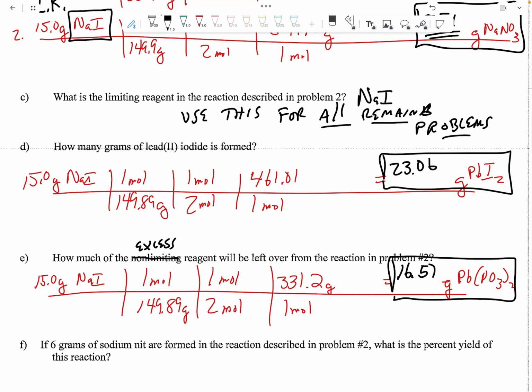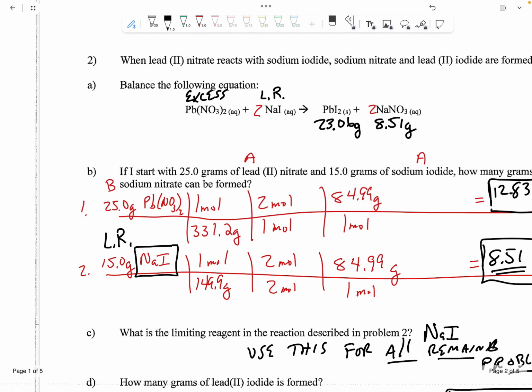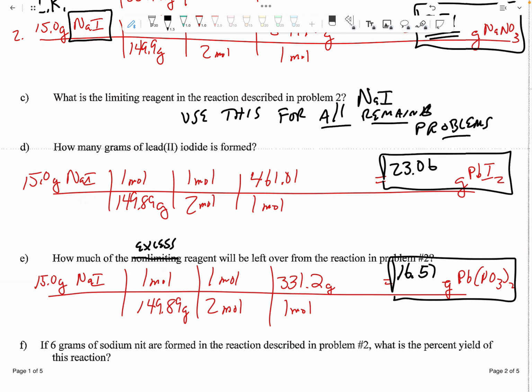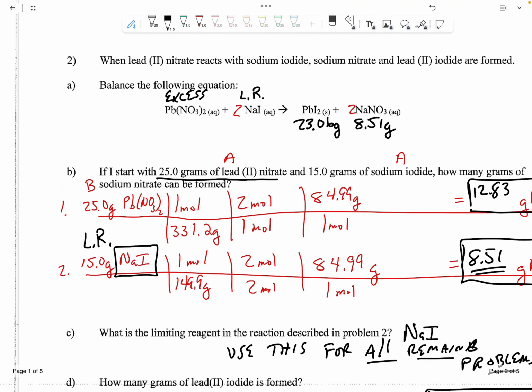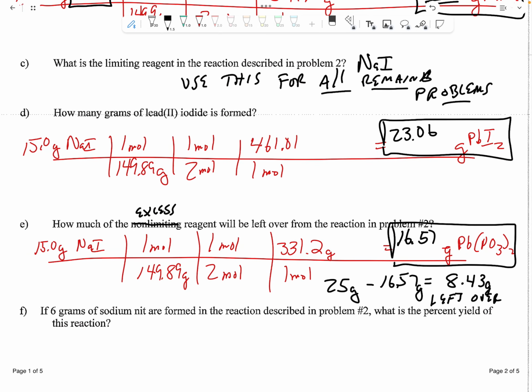Well, how do you know what was left over? If you notice, in the beginning of the problem, we started with 25 grams of the lead-2 nitrate. So 25 grams of lead-2 nitrate minus 16.57 grams of it is going to equal 8.43 grams left over. And if we go back to our equation up here, 16.57 grams of this was needed.